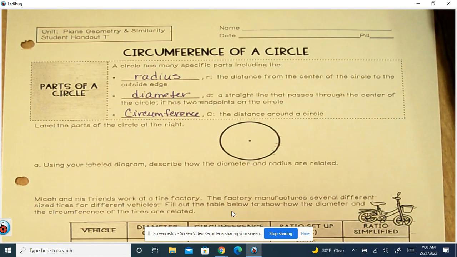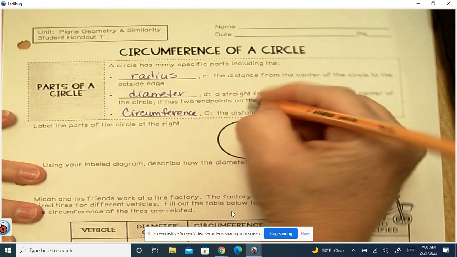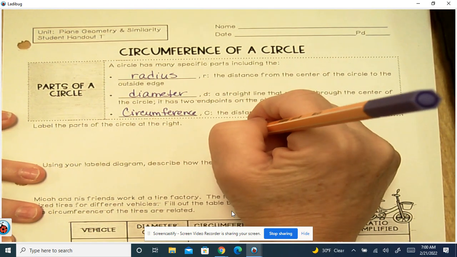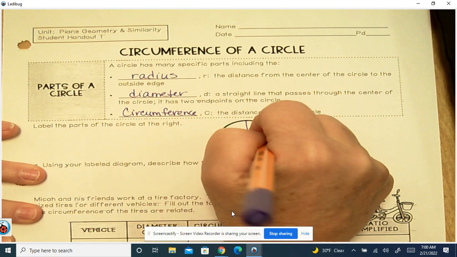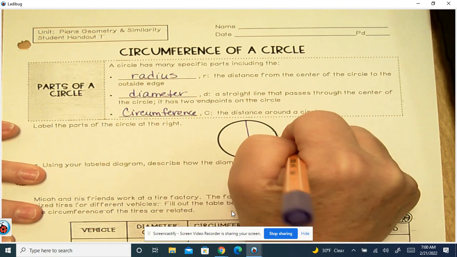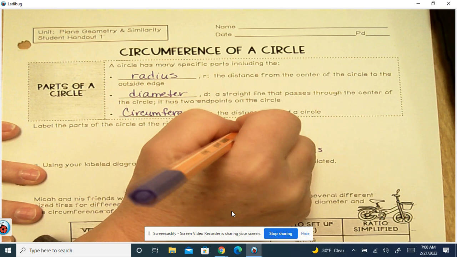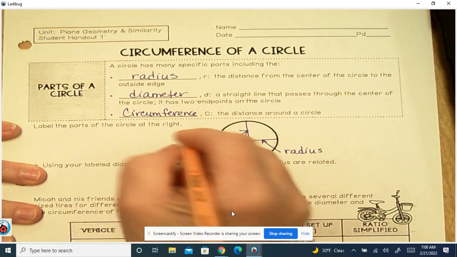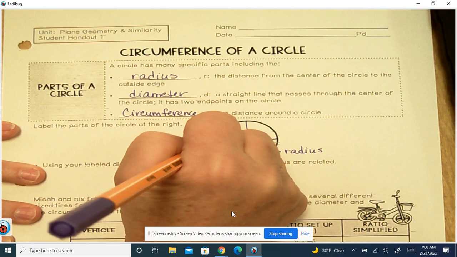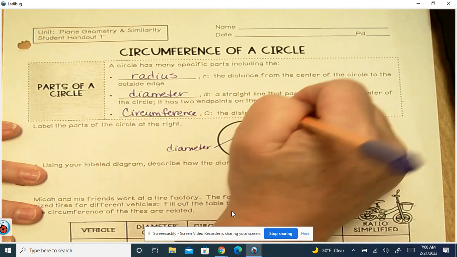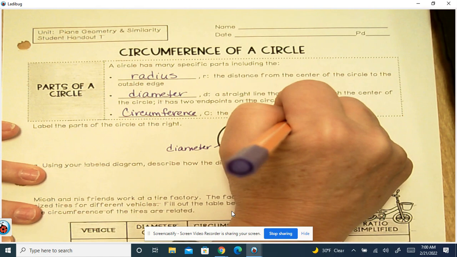So we're going to label this circle right here. My lines may not be straight, but this line right here is the radius. This big line here is the diameter. And then the distance around this circle right here is the circumference.